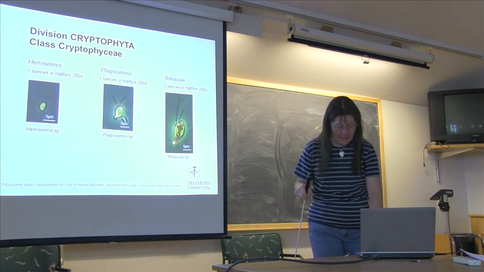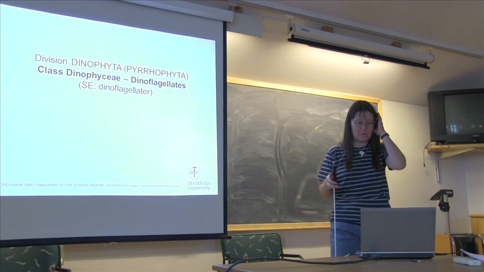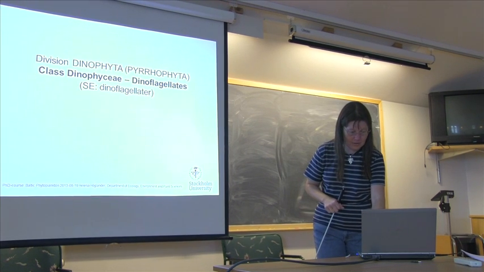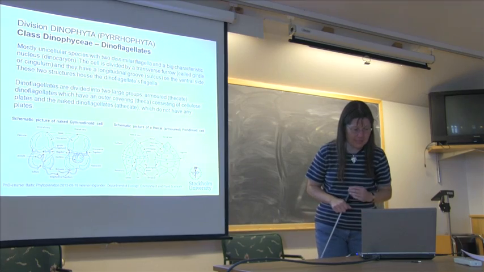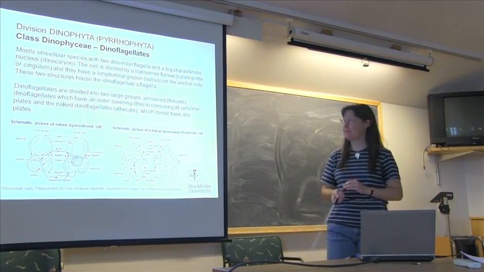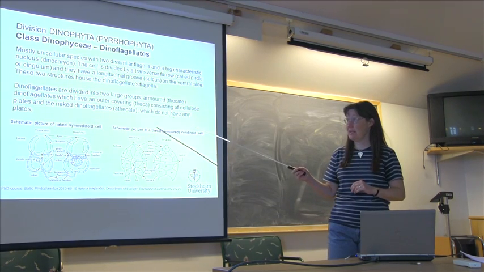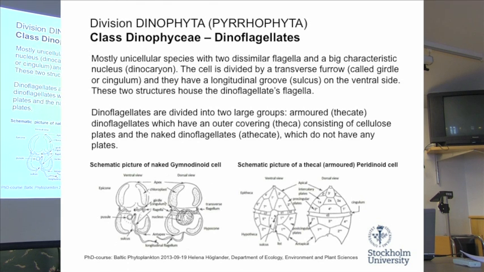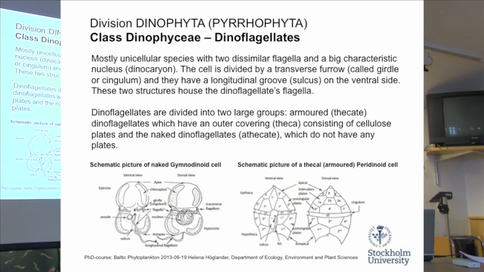And then we go over to the Dinoflagellates. There are a lot of different Dinoflagellates, and they are usually unicellular and a few can form colonies, and I will show that too. And they have a special arrangement of the cells. And there are two important groups in Dinoflagellates.